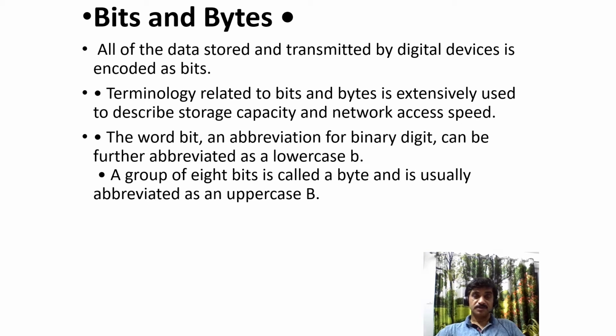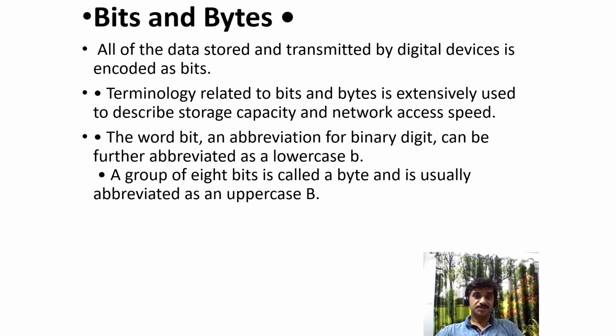Coming to the storage language, that is bits and bytes. All of the data stored or transmitted by a digital device is encoded as bits. There is a difference between bits and bytes. Terminology related to bits and bytes is extensively used to describe storage capacity and network access speed. Network speed is Mbps, kbps, and so on. The storage capacity of a hard disk is 1.44 MB or 200 GB, gigabytes.